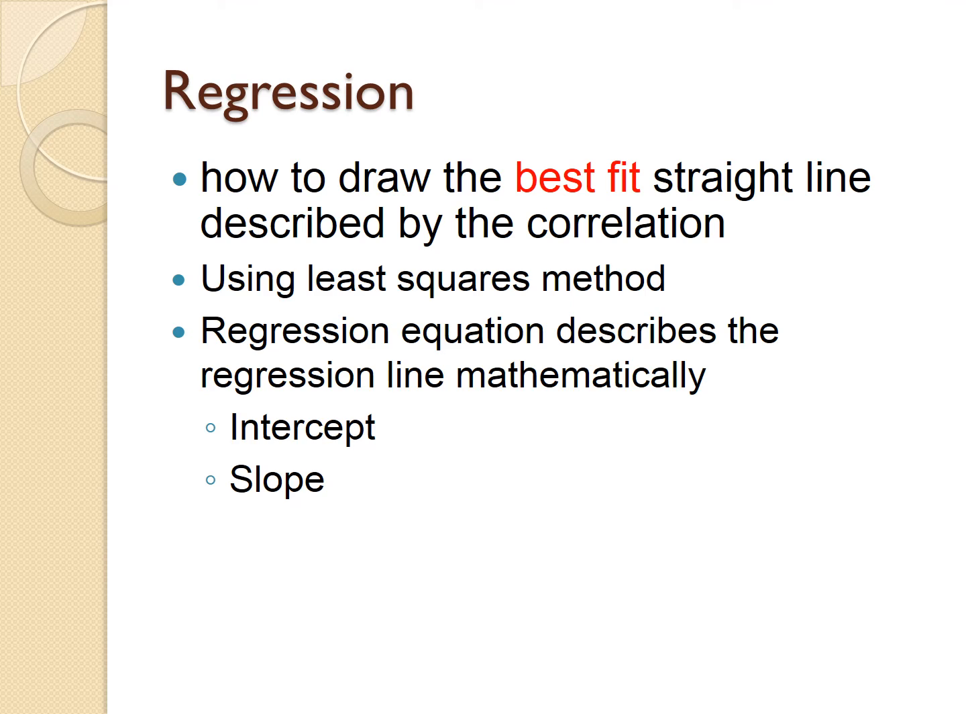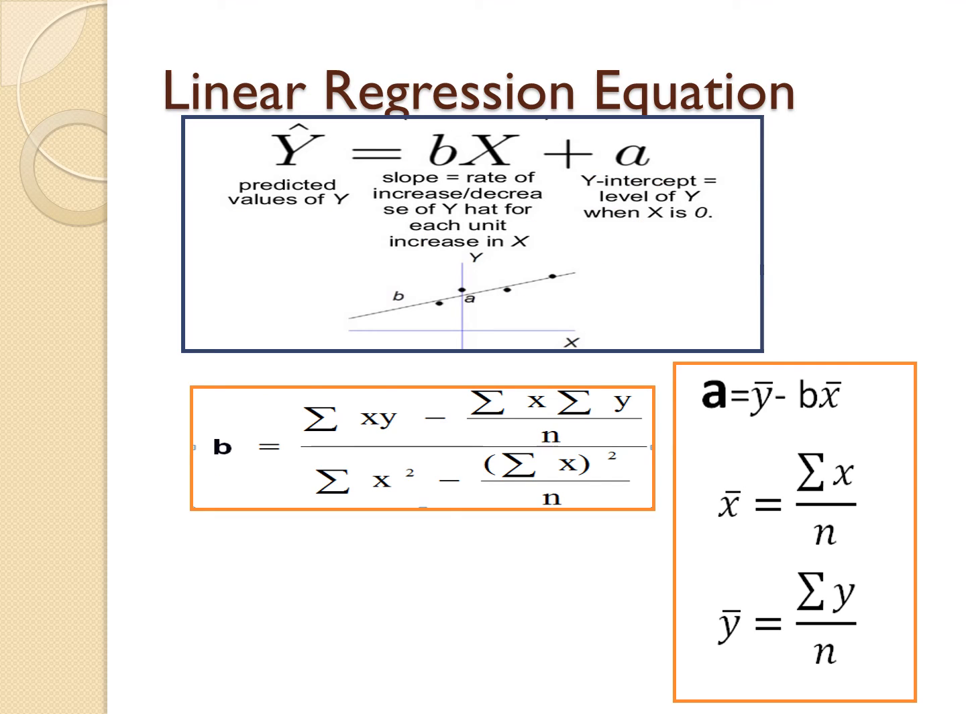The best fit line that's used for regression has a mathematical equation with the slope and intercept. This equation has a form of y equals bx plus a, where x is the independent variable, or what we call the predictor in regression, and y is the dependent variable. The slope of the line is b in this equation, and a is the intercept.